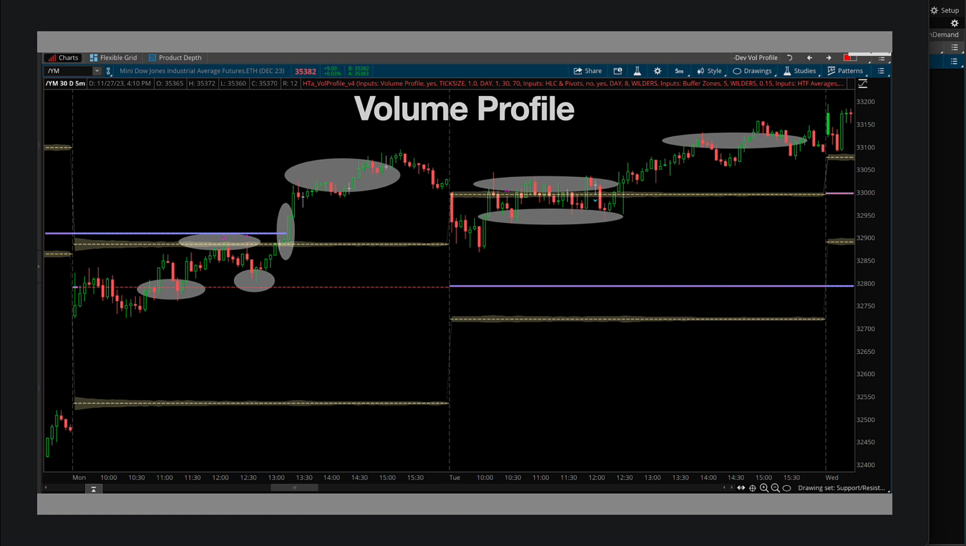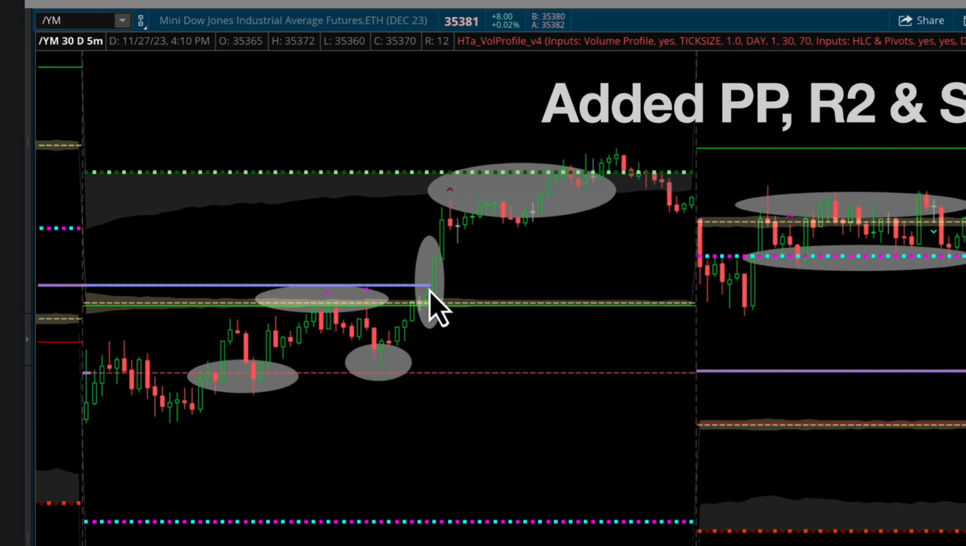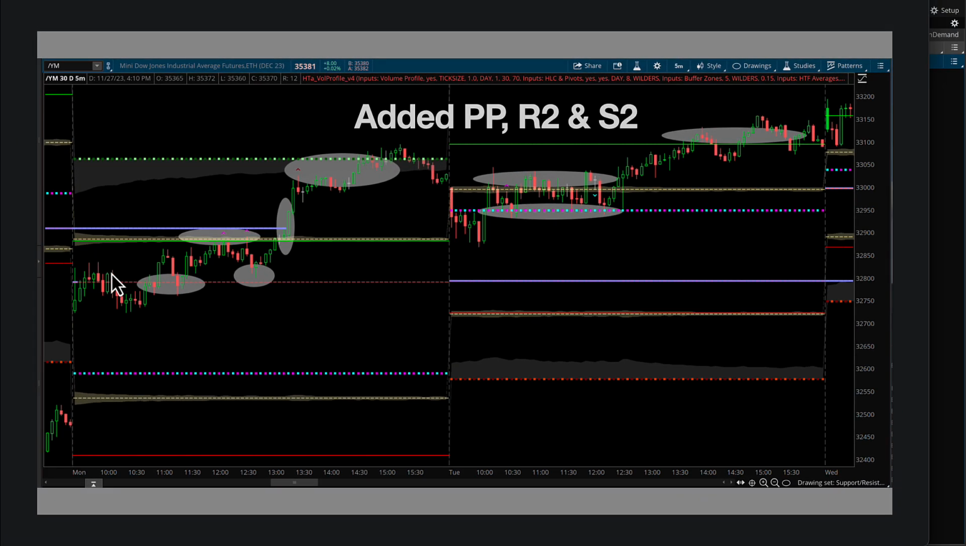Now we'll add in the PP, the R2 and the S2, as well as the previous day high and low. You can see right up here, after it pushed through the unbreached POC, that eventually it stalled out here. And when we get to the settings, you'll see that you can adjust these. It's daily, weekly, or monthly. So you have the ability to select whatever time frame you're trading, either daily, weekly, or monthly. We're going to get into that when I show you the list of features.